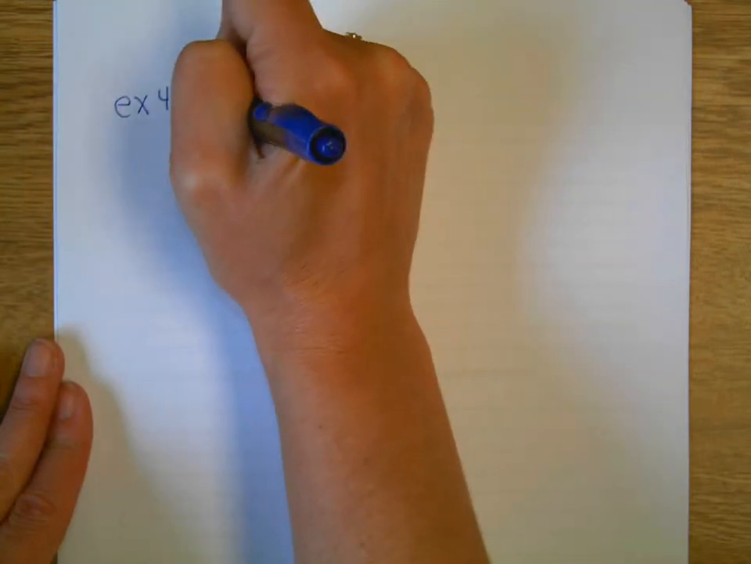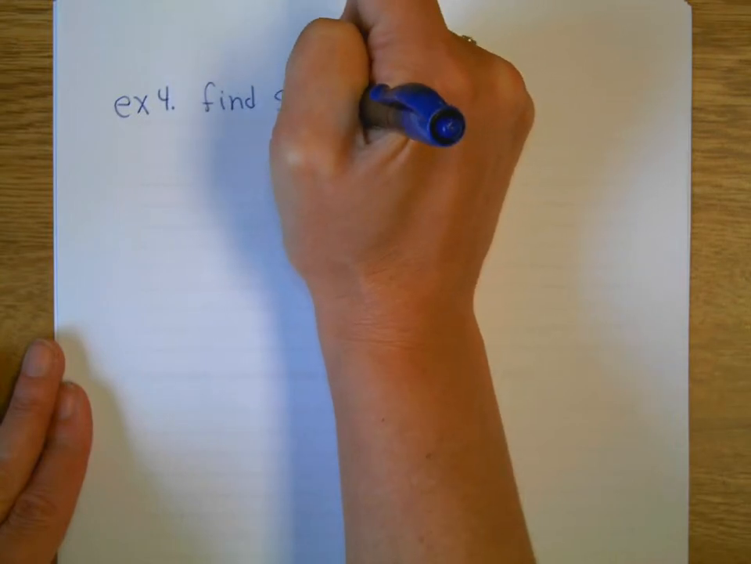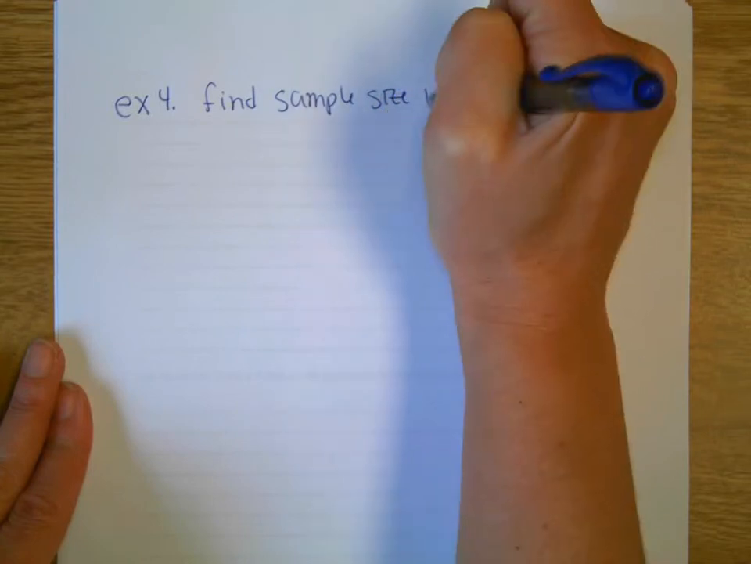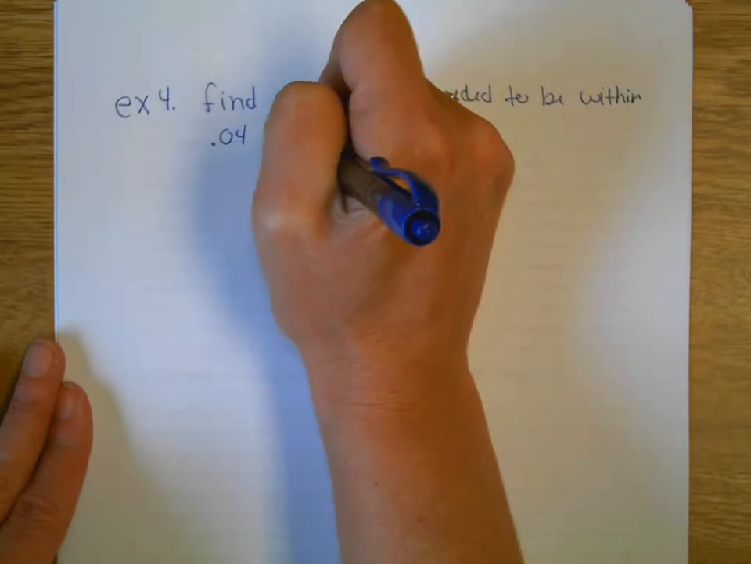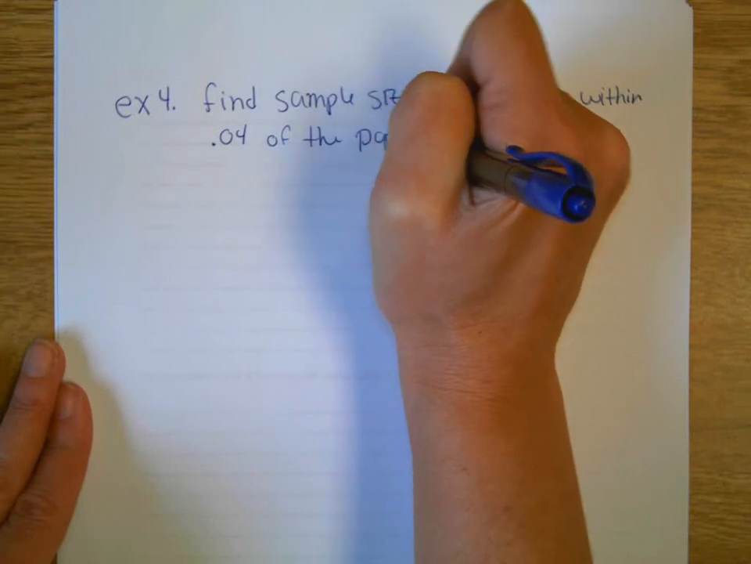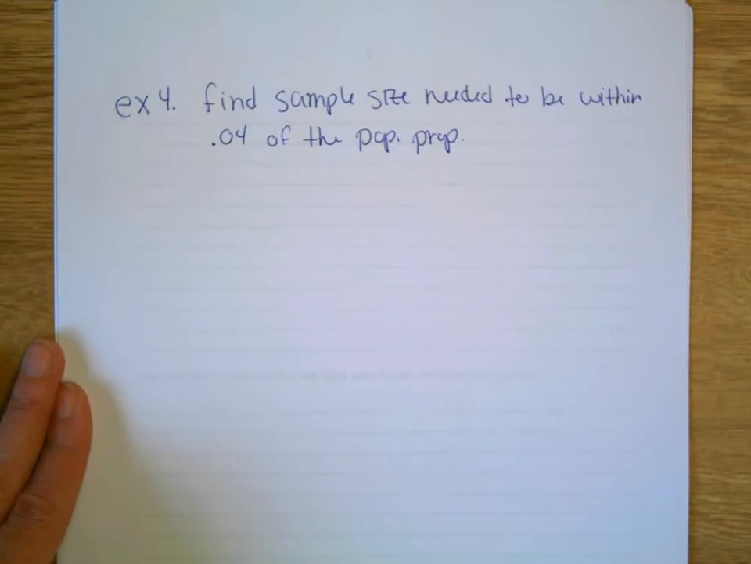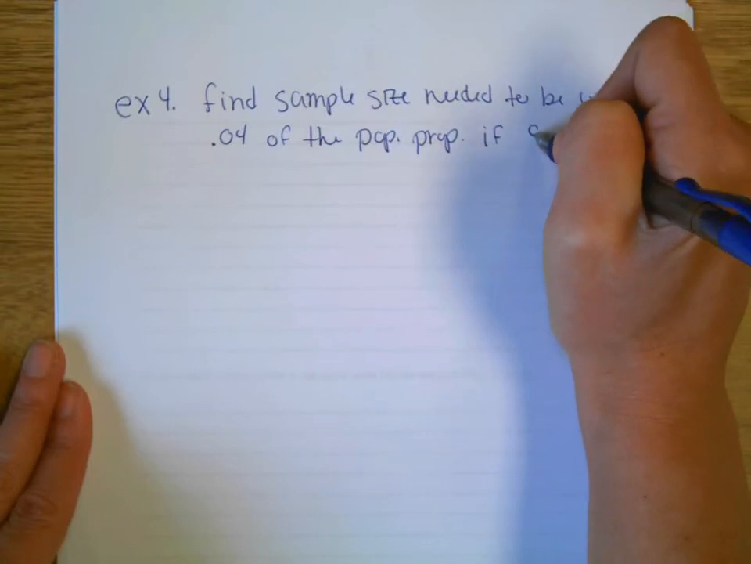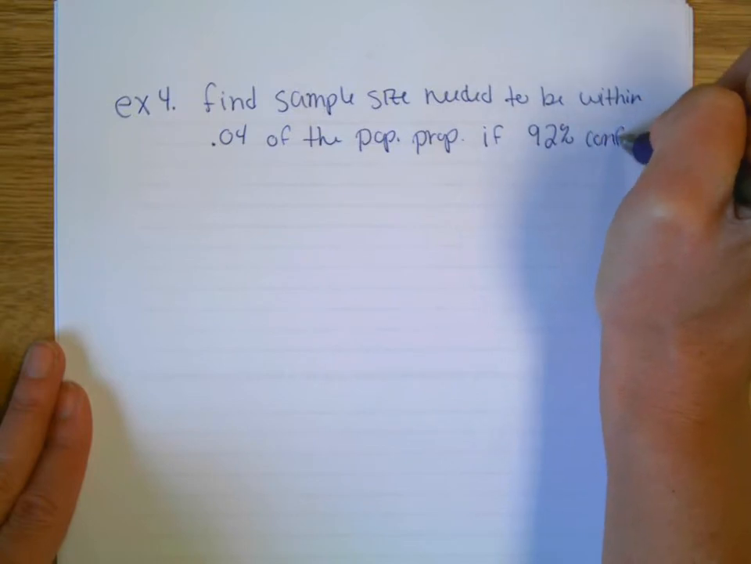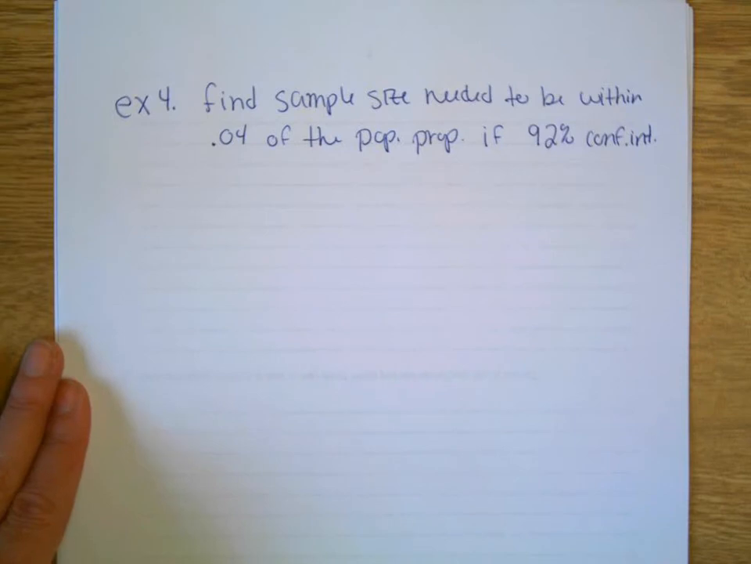Are we on 4? Yep. Find sample size needed to be within 4% of the population proportion if you are doing a 92% confidence interval.